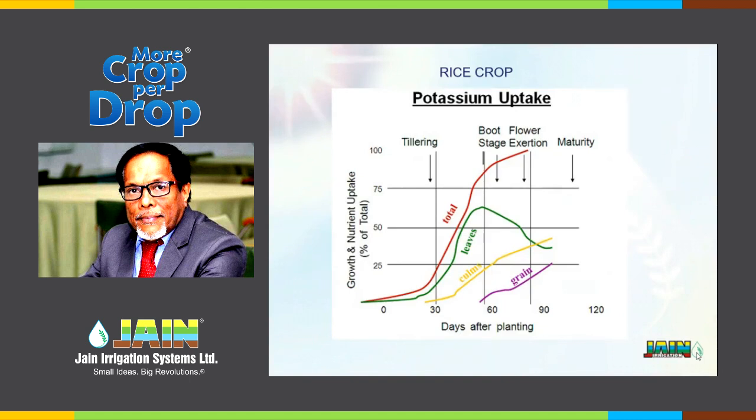But the moment boot stage and flower emergence, flower comes out, anthesis happens, and the grain is filling, the milk and the hard dough and all those stages, you see it goes to almost 75% of the K required at that time. It has given total. I use the red line to explain to you. You can have details later.